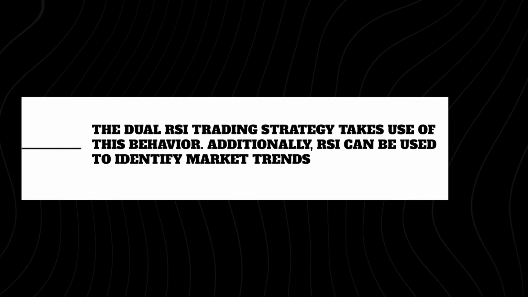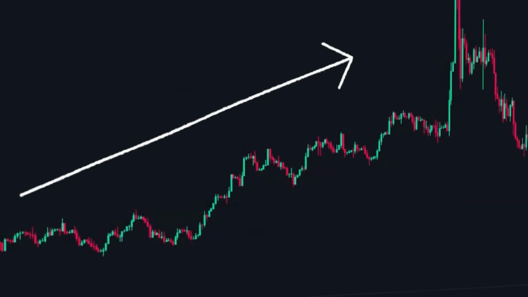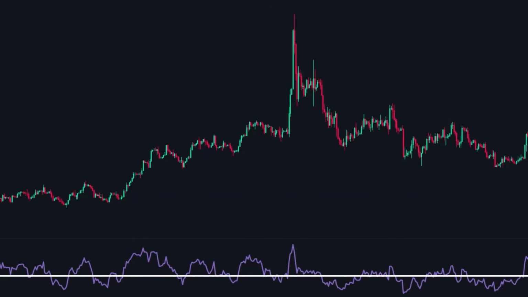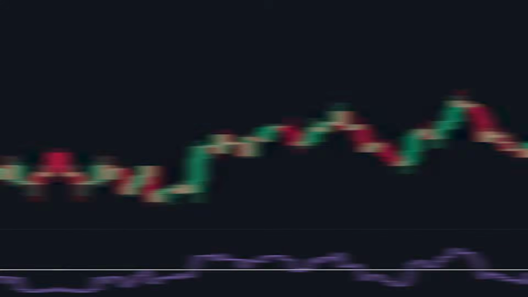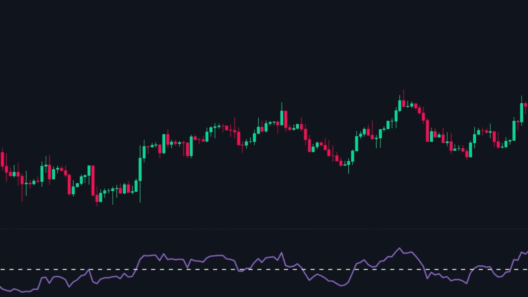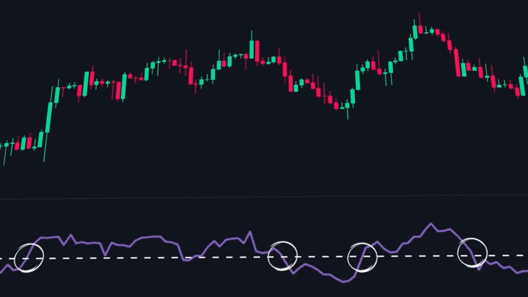Additionally, RSI can be used to identify market trends. A simple way involves marking the 50 line on the RSI chart. If the RSI is greater than 50, the price is often thought to be in an uptrend. Conversely, if the RSI falls below 50, the price is considered to be in a downtrend. However, during moments of market consolidation, the RSI typically hangs around 50, occasionally crossing it, making trend identification difficult.